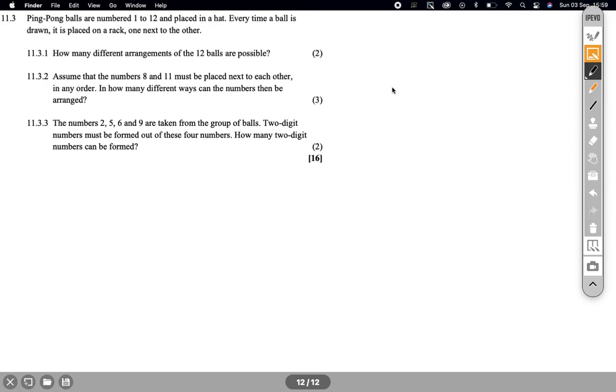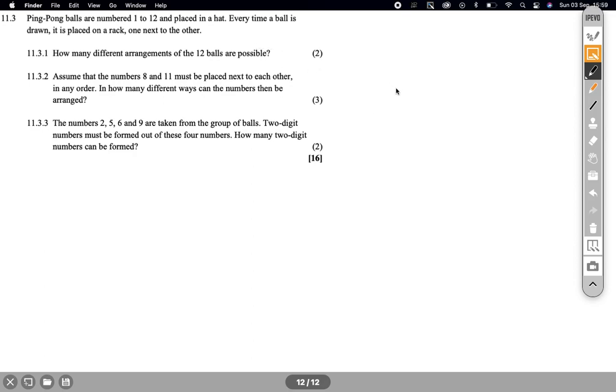Now we have grade 12 probability counting principles. We have ping pong balls which are numbered 1 to 12 and are placed in a hat. Every time a ball is drawn, it is placed on a rack, one next to the other.